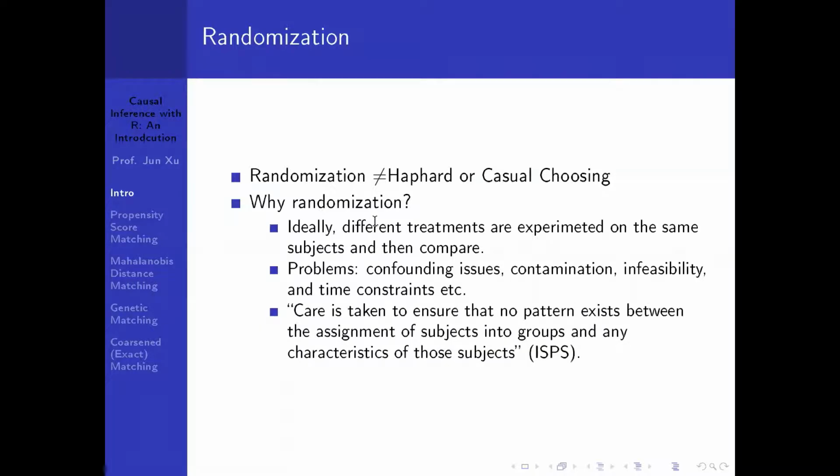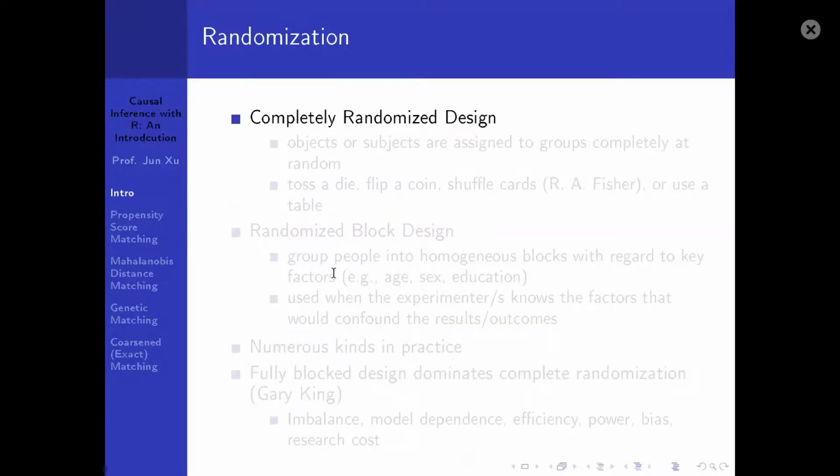So care is taken to ensure that no pattern exists between the assignment of subjects into groups and any characteristics of those subjects. So randomization, as Fisher and his colleagues, as well as a couple of precursors, proved, can eliminate the biases that are described there and help us arrive at reliable conclusions. Here I'm talking about the difference in the average outcome of different treatments.